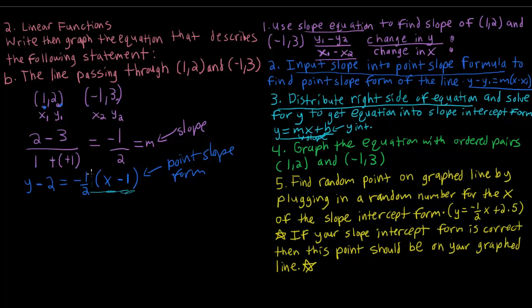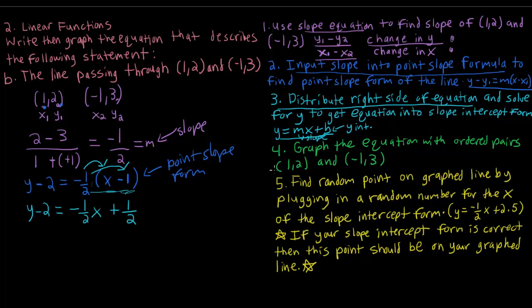So we want to distribute negative 1/2 in x, and then negative 1/2 in negative 1. So we have y minus 2 equals negative 1/2 times x. It's going to be negative 1/2 x, and negative 1/2 times negative 1, since it's a negative times a negative, it'll be a positive, so it'll be plus 1 over 2.